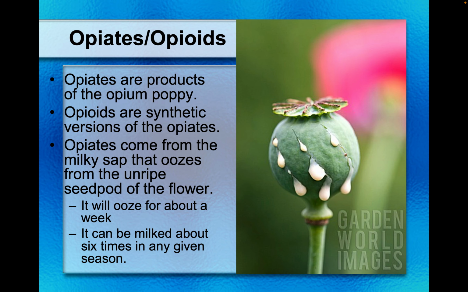There you go. Opiates are products of the opium poppy. That's what an opium poppy looks like. Opioids are synthetic versions of the opiates. Opiates come from the milky sap that oozes from the unripe seed pod of the flower, and that's the unripe seed pod of the flower. It will ooze for about a week. It can be milked about 6 times in any given season. So there you go.